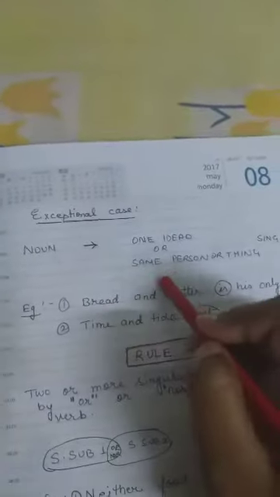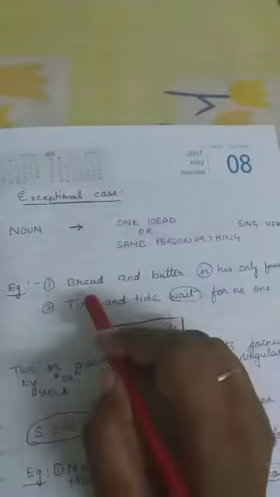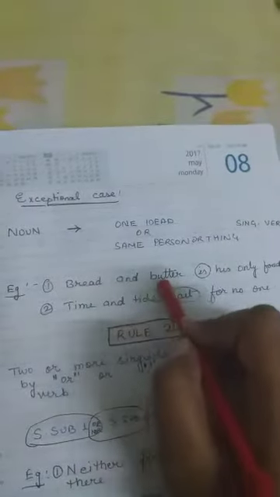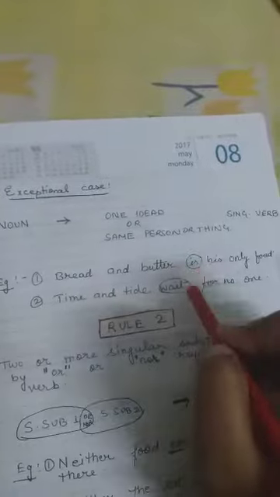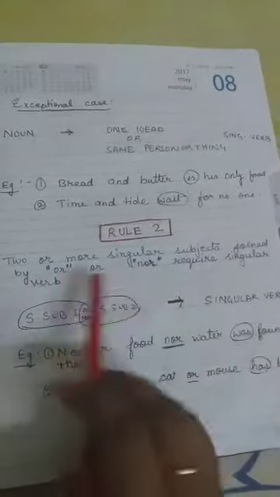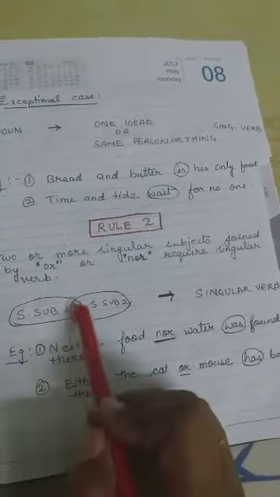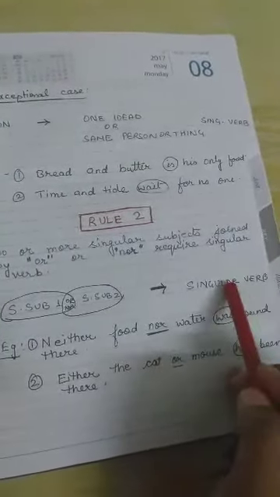Now the exception was that a noun which gives one idea. When your subject gives you any one idea, then what are we going to use? The singular verb. Like bread and butter, it gives you one idea, so we are going to use the singular verb. Now second rule, it says when two or more singular subjects are joined by or or nor, they require a singular verb.